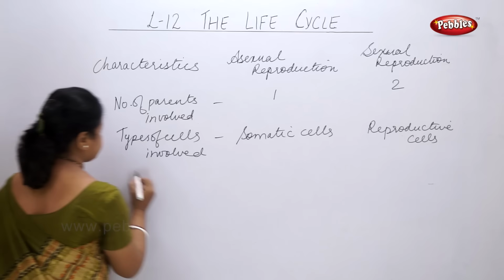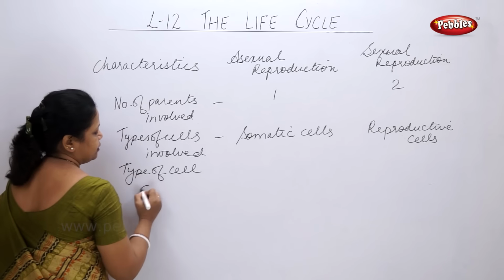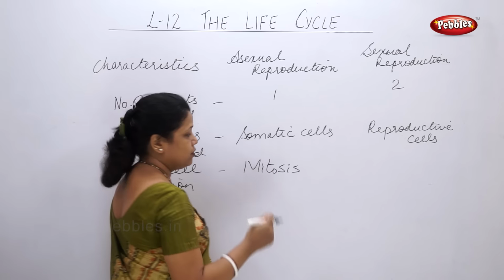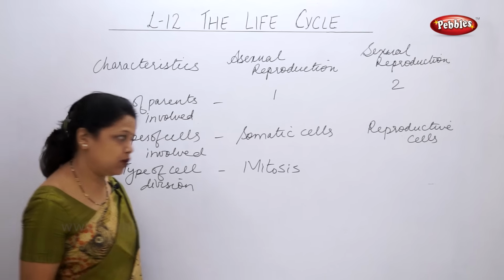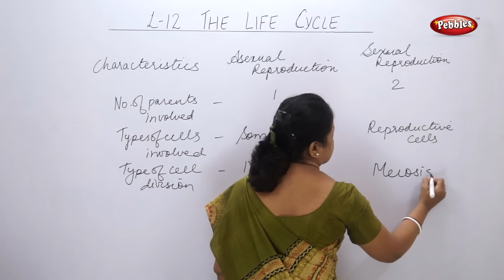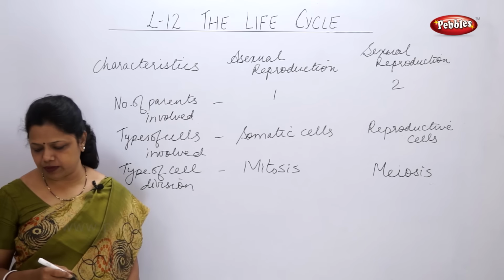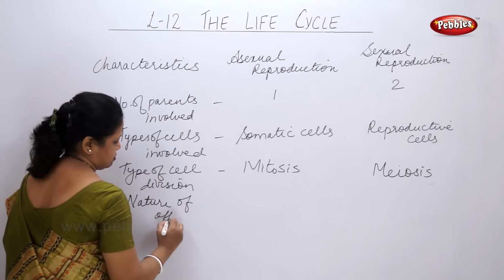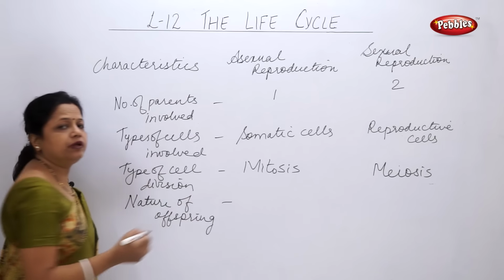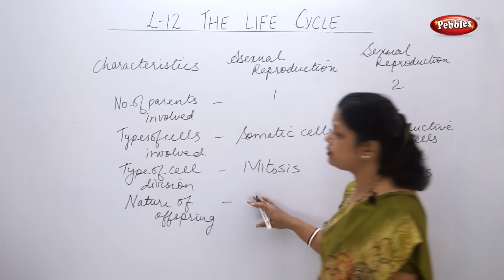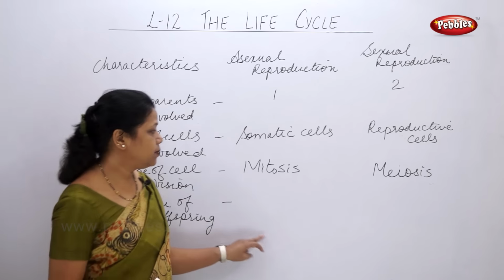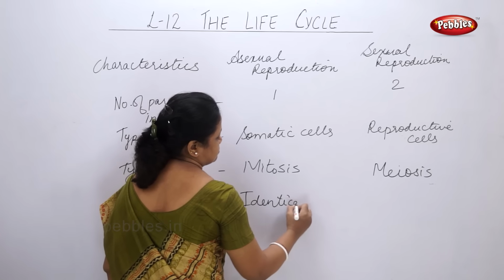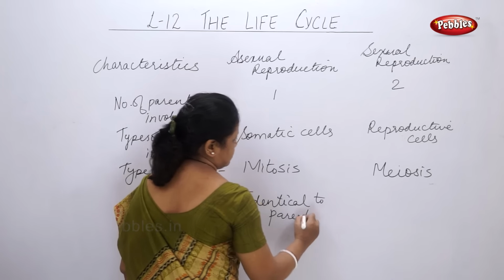Third is type of cell division. As we saw, in asexual reproduction mitosis takes place, which divides into 2n only. It doesn't change into haploid. And here meiosis. This is the difference between the type of cell division which takes place. Then nature of offspring. Now what do you mean by nature of offspring? The nature of offspring is identical to the parents in the case of asexual reproduction, but here they are not identical to the parents, there are variations. So you will write identical to parents, and here with variations.